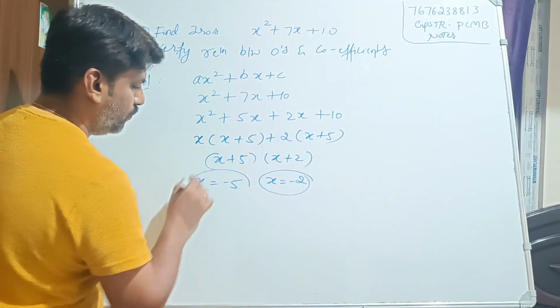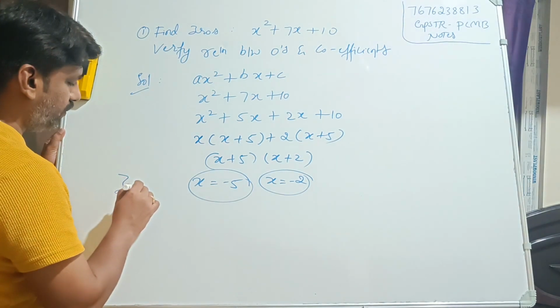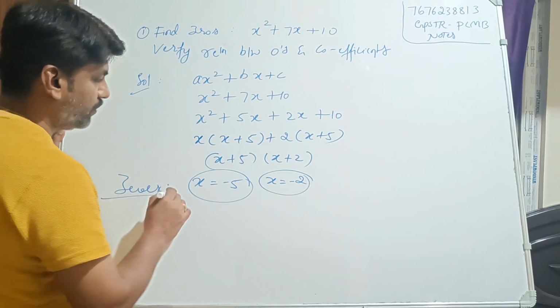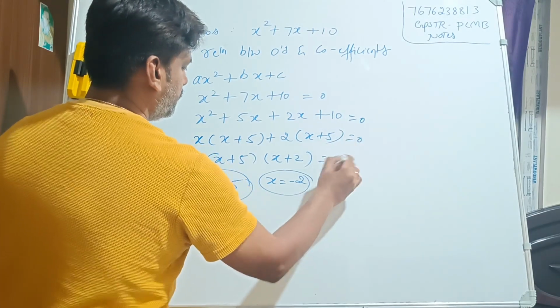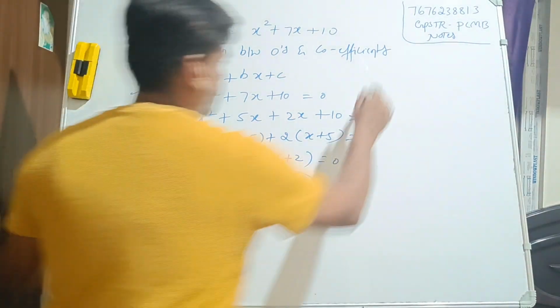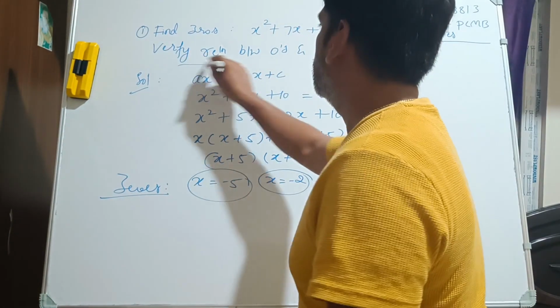So two values we got. These are called zeros. Zeros are nothing but roots of the quadratic equation, so we can write this as 0. Right? So these are the zeros. We found the zeros, but what is the next question?